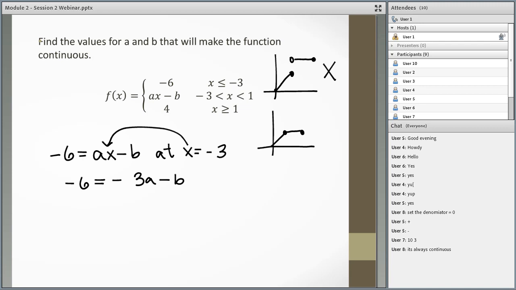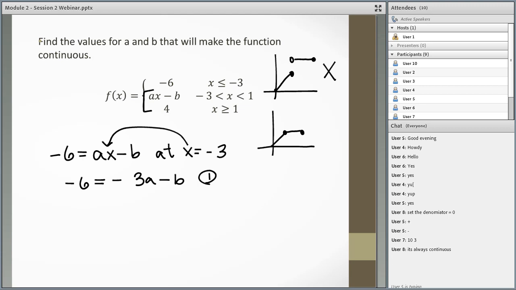The problem is I have two unknowns in this equation. I don't know a and I don't know b. So in order to solve an equation with two unknowns, I need another equation. I need one equation for each unknown. So what can I do? I've got one equation. Well, I can do the same thing with the second part of the piecewise function. I can say where I want them to join together, I need them to be equal.